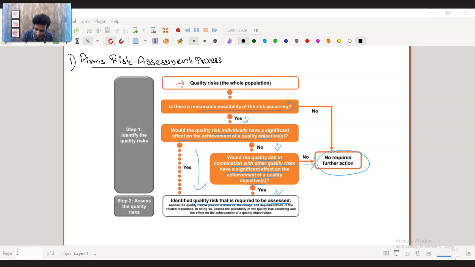then the answer is no. So you don't need to do any further action. You can stop there. So first and foremost, we identify the quality objectives and then identify the risk that could affect the quality objectives. This is the second process. So that's the first component, the risk assessment process.